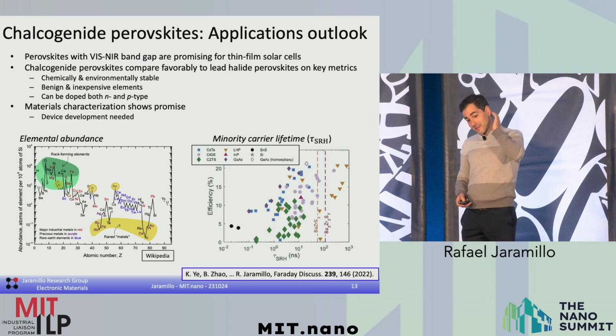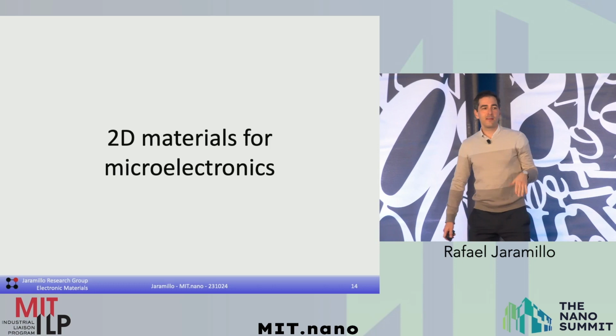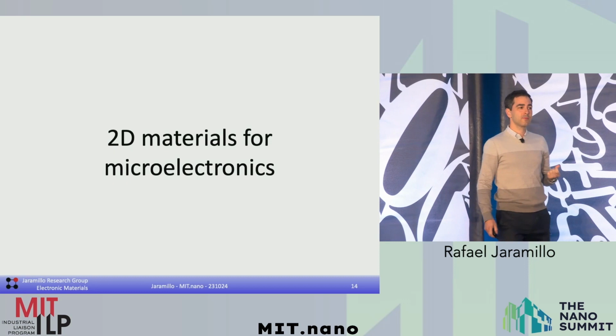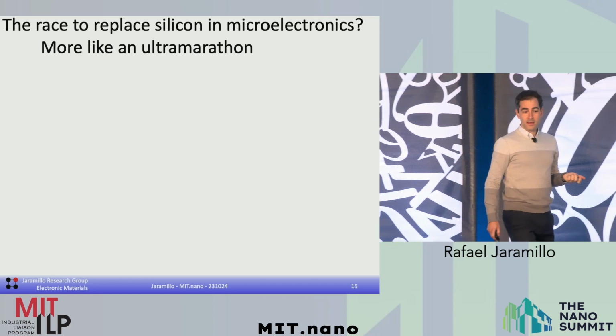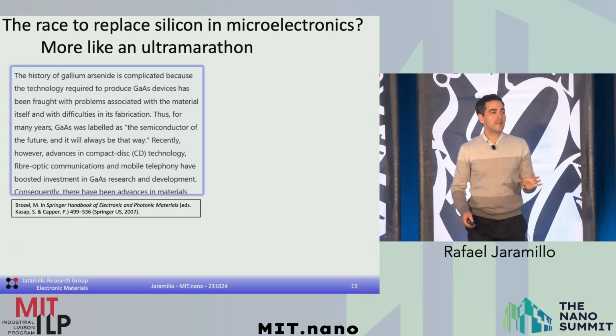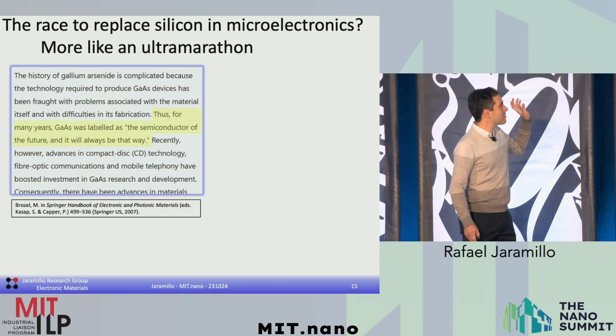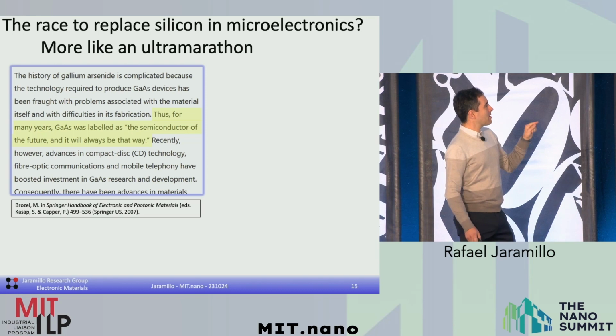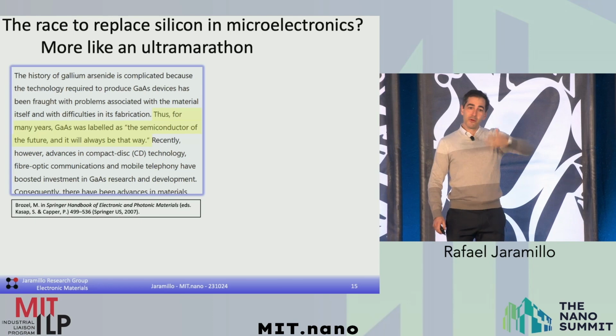Okay, so with the remaining 5 minutes, I want to continue to motivate new materials, new semiconductors. And this is now going to end on microelectronics, which is probably a little bit closer to most of our hearts in the room, right? So the race to replace silicon has turned out to be more like an ultramarathon. There's lots of ways to illustrate this. I like this quote. Many of us have seen this quote. "Thus, for many years, gallium arsenide was labeled as a semiconductor of the future, and it will always be that way. Recently, however, advances in compact disc technology and mobile telephony..." So already, you can see the decades move on, and we're still looking at what's next after silicon, right?